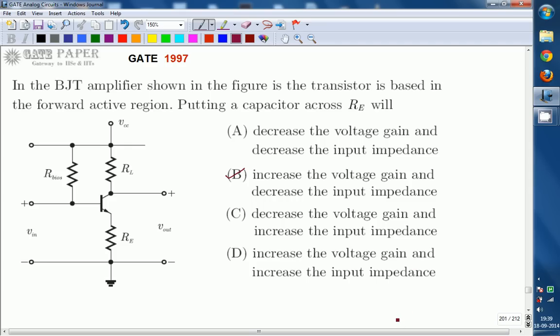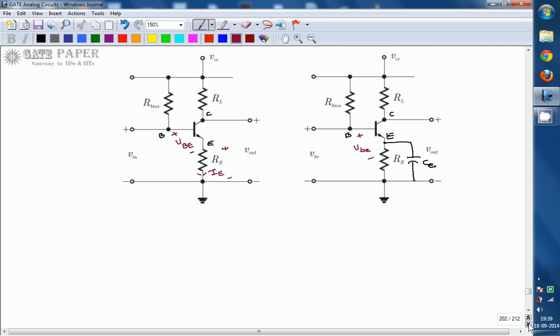Now I am going to redraw the same diagram. The first one is nothing but redrawing the same diagram, the second one is with a capacitor CE across it. Now after indicating the input terminals base, collector and emitter and the necessary voltage VBE, for the first one, that is without CE, we can write the output voltage V0 as VCE plus IE RE.